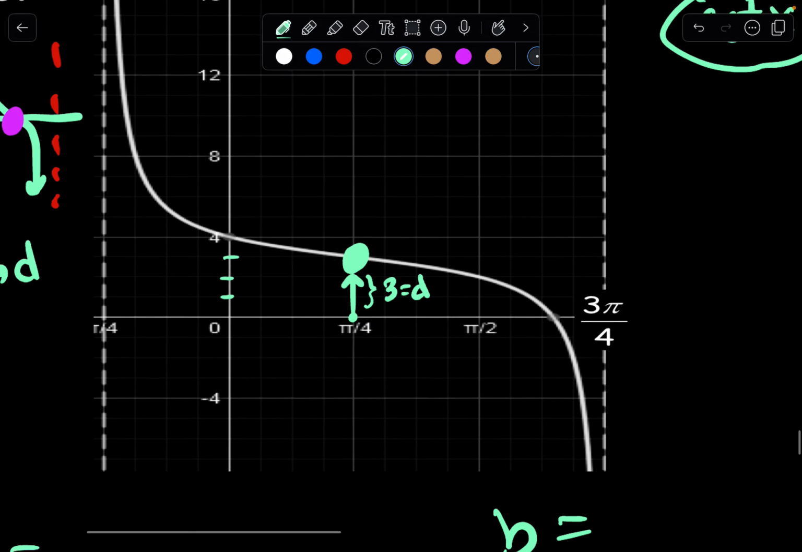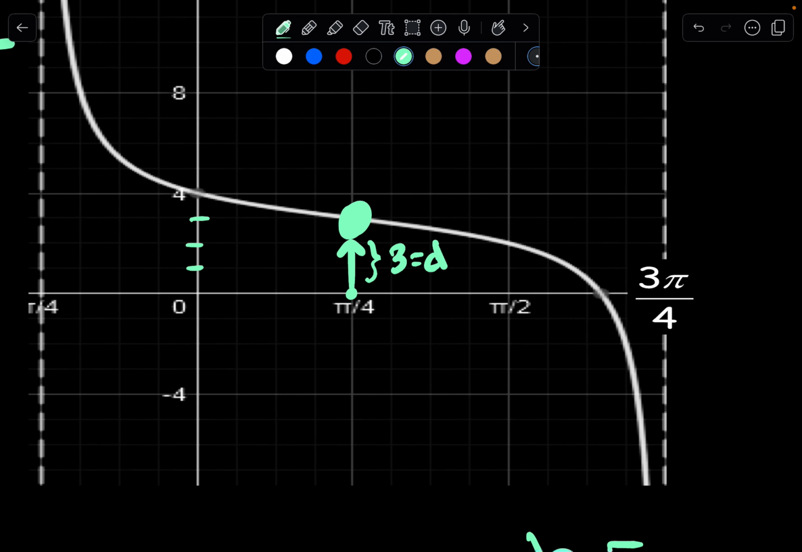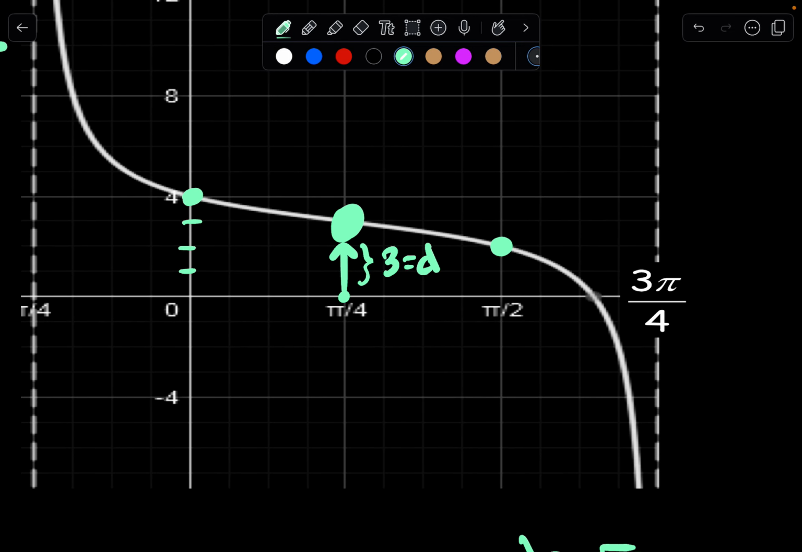All right, next I guess we can look at the key points, right? They weren't really, we'll always label it for you on your assessments. You won't have to guess where they are. So if I look at the key points, this one is at 0, 4. This one is at pi over 4, 3. And then this one is at pi over 2. It looks like it's 2.